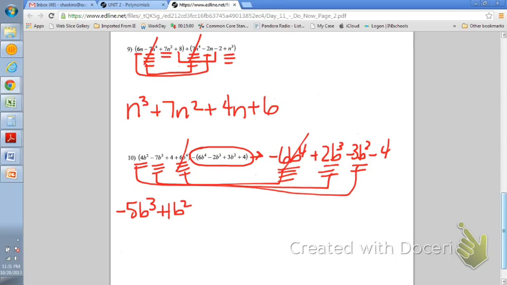Then, let's see, what do we have left? Oh, constants. We have a positive 4 and a negative 4, which is also a 0 pair. So that's it. That's your final answer. Again, you do not need to write that 1. And my 1 makes it look like it's a 16 anyhow, so I'm going to go ahead and erase it real quick for you. So negative 5b to the third plus b to the second is your final answer.